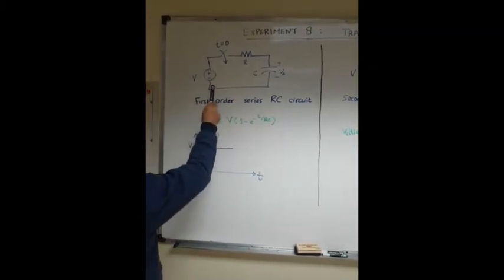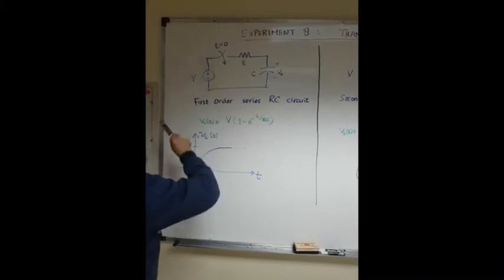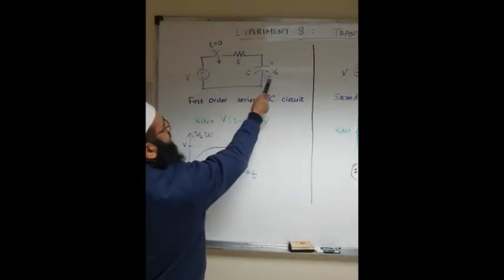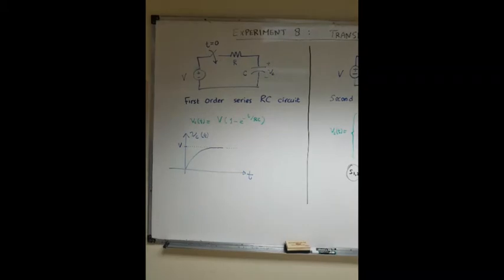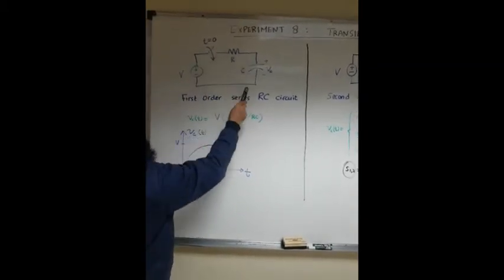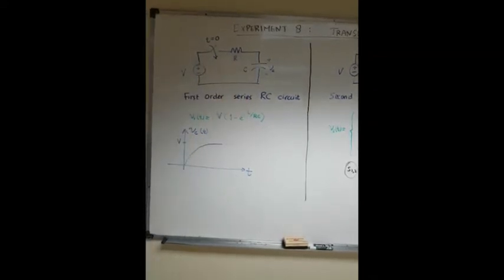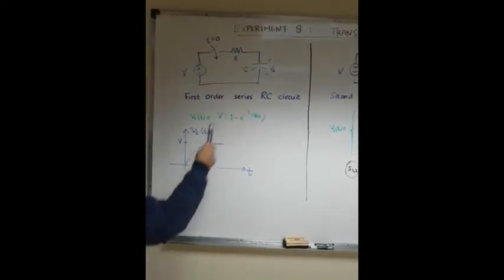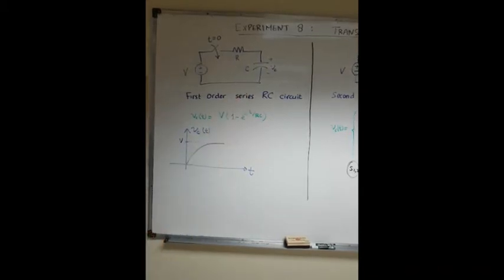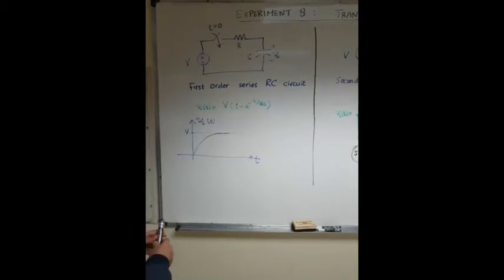It is important to note here that in this circuit initially the source is disconnected and the capacitor is fully discharged. As soon as we connect the source with this circuit, some current will start to flow in this circuit, and as a result the capacitor will begin to charge. The capacitor will take some time to charge fully.